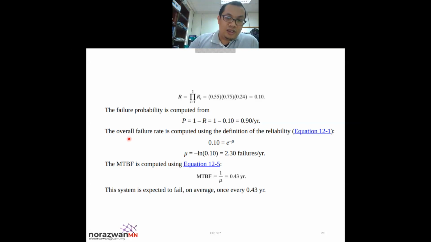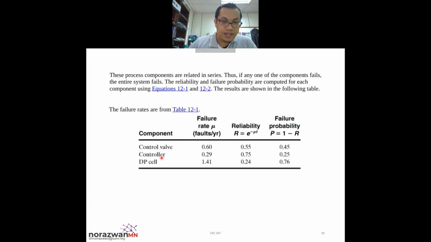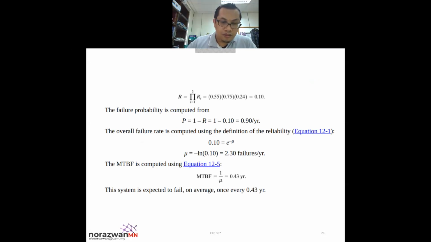Then we look at what the overall failure rate is. Since, from the question, this is the failure rate for each component, remember this is for each component. For the system itself, the reliability is 0.1. R equals exponential of negative mu. You try to find what the mu, the failure rate, is. So the failure rate, mu, for the system itself is 2.3 failures per year.